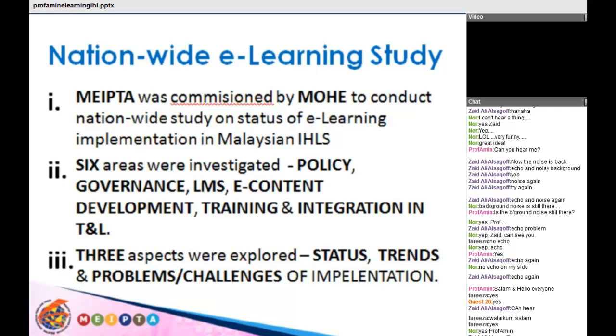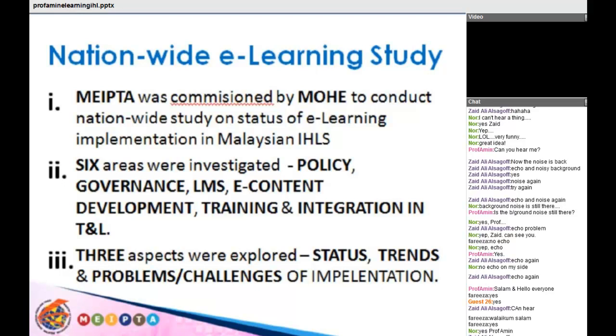I was commissioned by the Ministry of Higher Education of Malaysia to conduct a nationwide study on several areas related to e-learning implementation in Malaysian institutions of higher learning. So we looked at six areas: policy, governance, learning management system, e-content development, training and integration of e-learning in teaching and learning.